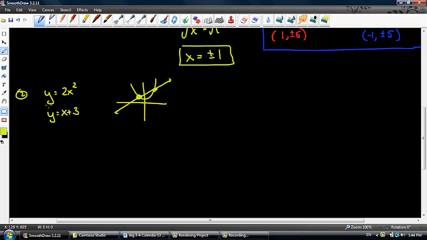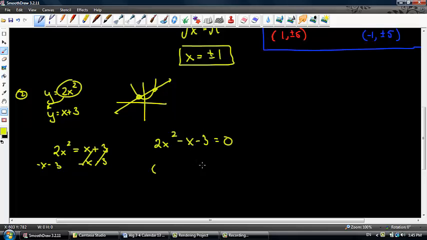Because I have y isolated in both, I'm going to use substitution. I'm going to plug my 2x squared into here. So what I get is 2x squared equals x plus 3. Because I have a quadratic equation now, I'm going to set everything equal to 0. So what I get is 2x squared minus x minus 3 equals 0. Let's go ahead and factor that.